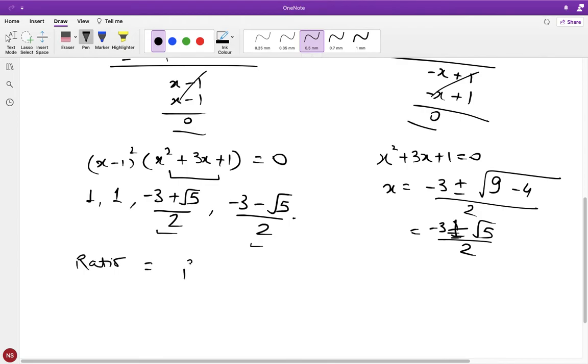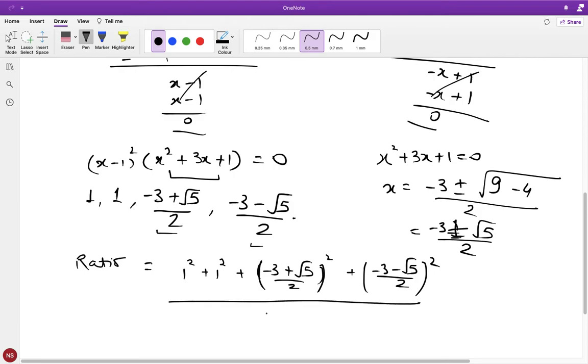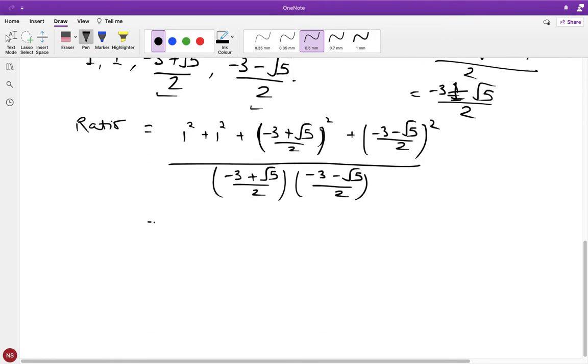is equal to 1 square plus 1 square plus ((minus 3 plus root 5) by 2) whole square plus ((minus 3 minus root 5) by 2) whole square, divided by the product of the distinct roots: (minus 3 plus root 5 by 2) into (minus 3 minus root 5 by 2). So what is it? 1 square is 1, 1 square is 1. So this will be 9 plus 5 minus 6 root 5, 2 square is 4. This will be 9 plus 5 plus 6 root 5 by 4.